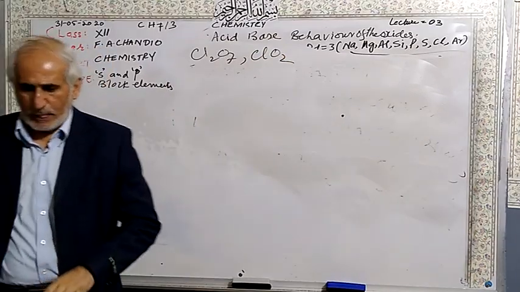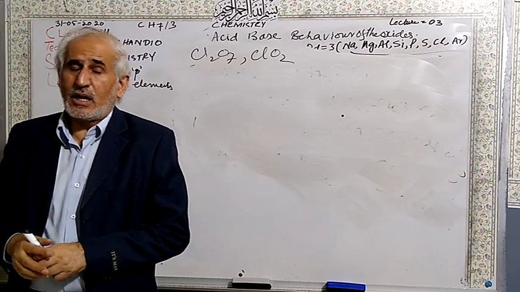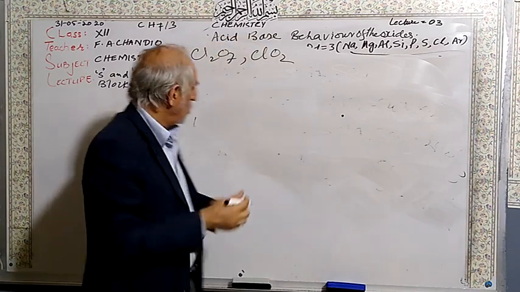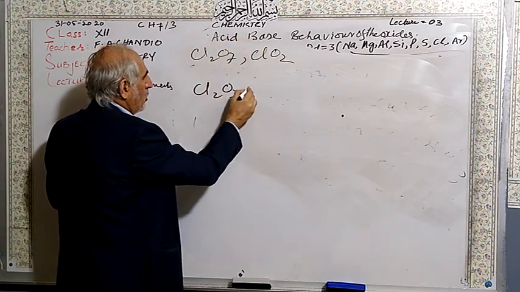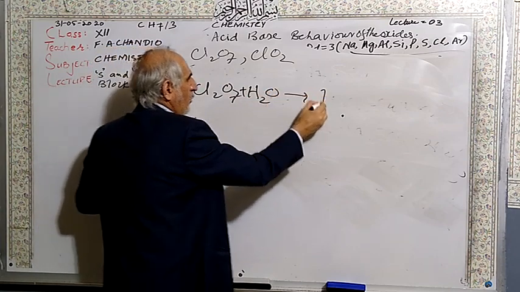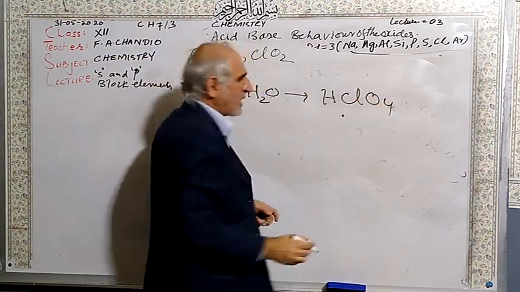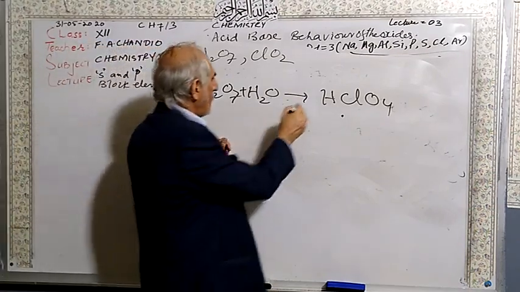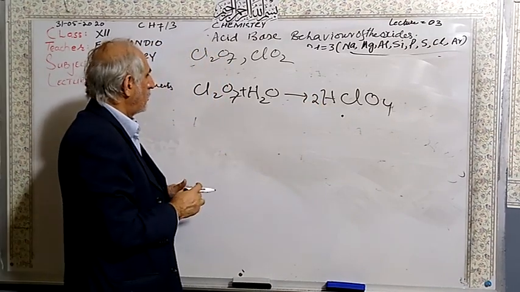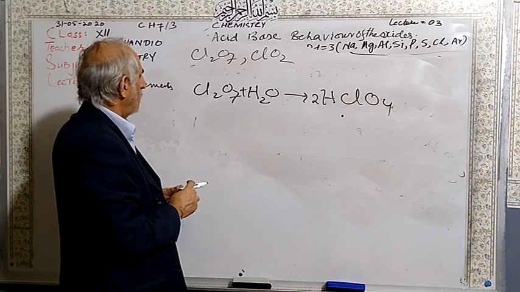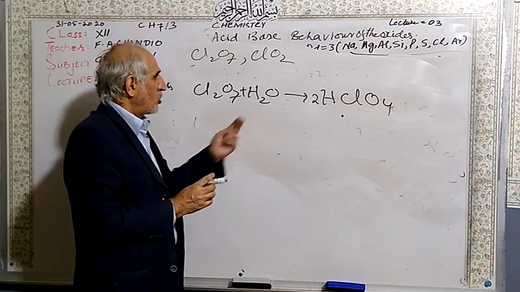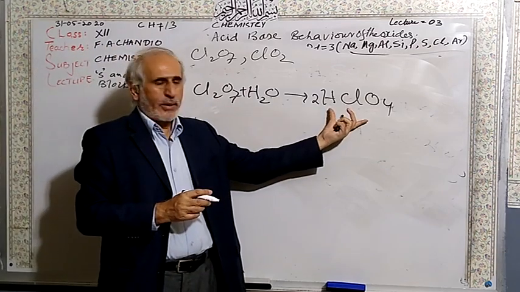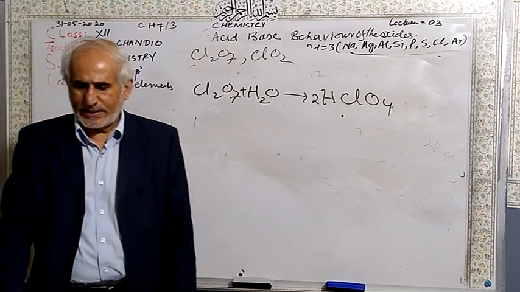This is chlorine heptoxide. Chlorine heptoxide is a very strong acid. It dissolves in water to give perchloric acid. Perchloric acid is a very strong acid. So this indicates that chlorine heptoxide forms perchloric acid, and that's why it is acidic in nature.